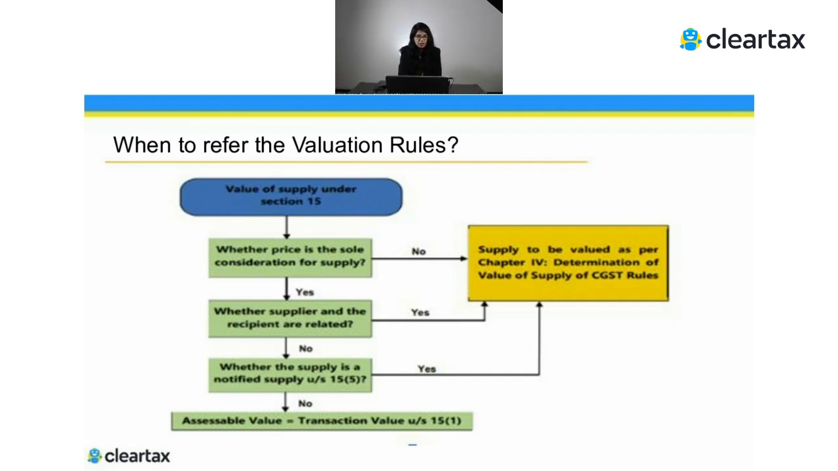So here, whether the price is the sole consideration for the supply, if it's yes, then we'll check whether the supplier and the recipient are related. And if they are not related, then we'll check whether the supply is a notified supply under 15(5). When we are talking about the notified supplies, it is just like, let's say, pure agent relationship, or it could be air travel agents, it could be money changers and all. So those are covered. We'll also cover what those notified services and goods are where we have to actually use the valuation rule. And if it is also no, then the assessable value becomes your transaction value. And if the answer to this becomes no, or if it's a related party, or if these are the specified services or goods, in that case your valuation rule actually applies.